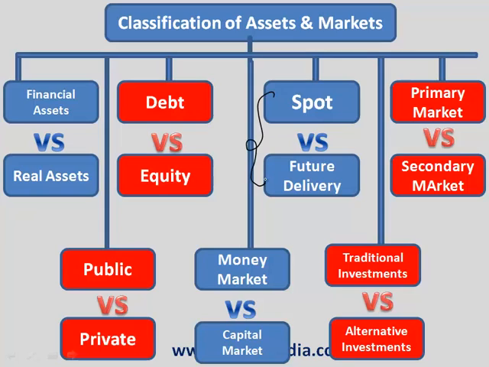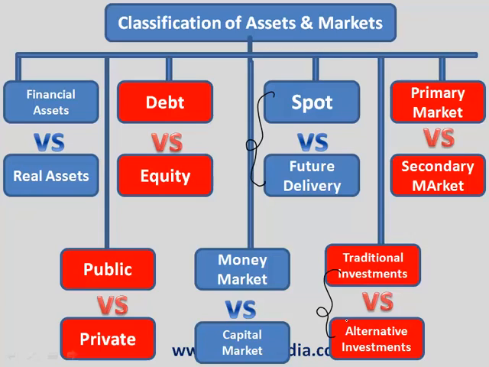Spot means you want to buy the asset right now. Future means you make a commitment that I will buy the asset at a pre-specified rate in future. Traditional versus alternative. Stocks, bonds are typically part of traditional investments, and real estate, commodities, hedge funds, private equity, all these are part of alternative investments. Primary versus secondary market.